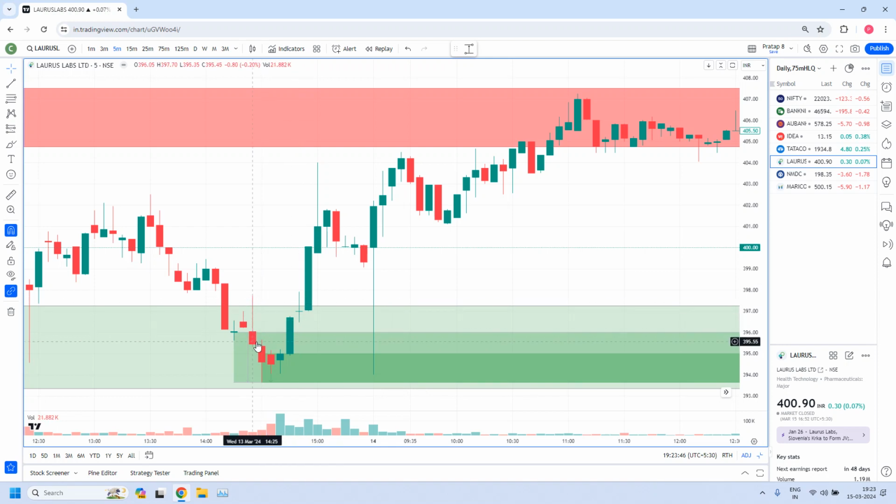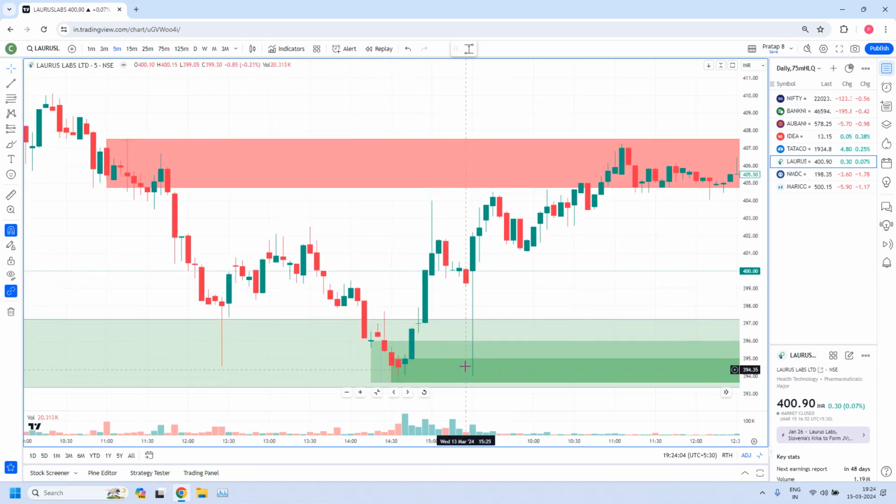We have an ERC candle as a leg-in, and even this one is also an ERC candle as a leg-in, 2 base candles and a rally. This is the 5-minute zone we have drawn. And yesterday, see, the orders were picked up, and we got around 12% ROI yesterday after reaching the supply zone.